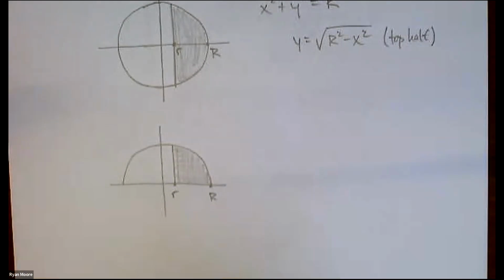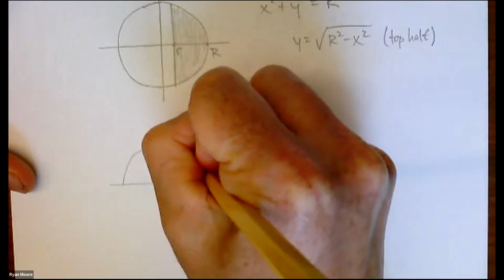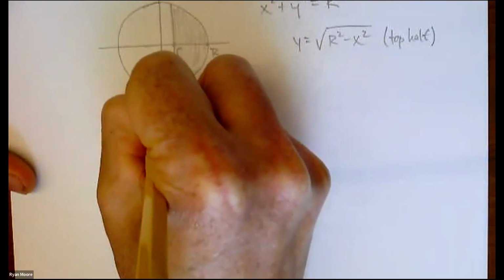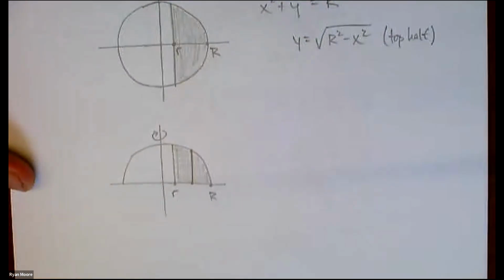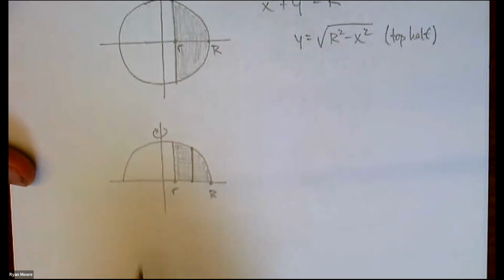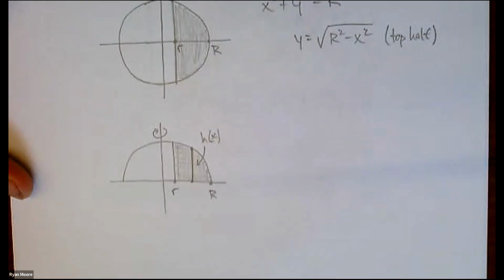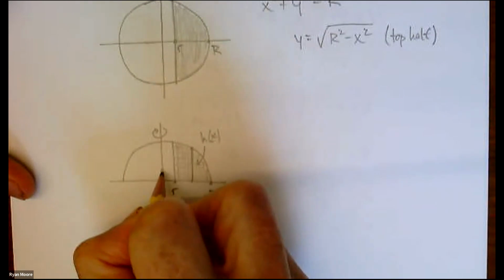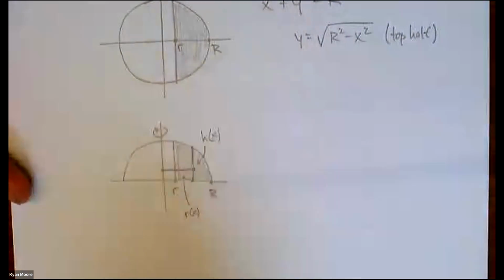And we'll think about the height and the radius. The height runs parallel to the y-axis. It's a vertical axis, so this is going to be in terms of x. So we've got h of x, and then the radius right there, that's r of x.